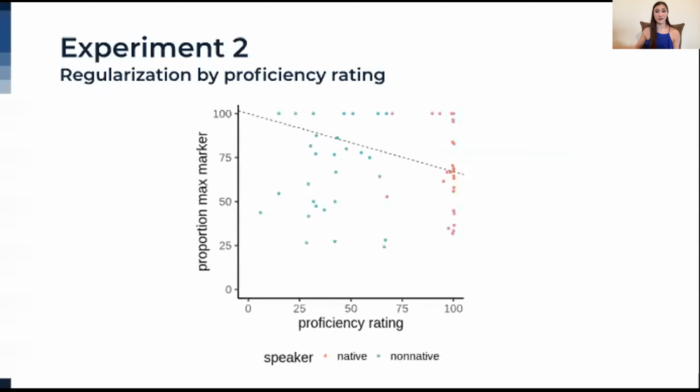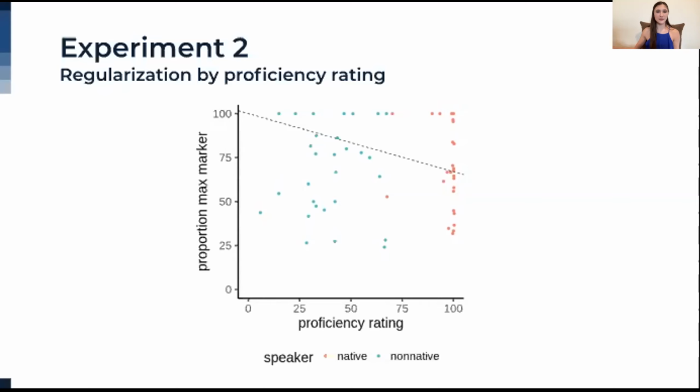Just in case, we also analyzed the regularization by proficiency rating, so not just the categorical variable of speaker instruction condition. Here, we're plotting their max marker use by their proficiency rating. So if participants were more likely to regularize for speakers they believed to be very poor speakers, and more likely to match the variation when they believed the speaker to be very fluent, we might expect the dots to fall along this dashed line, but they don't at all.